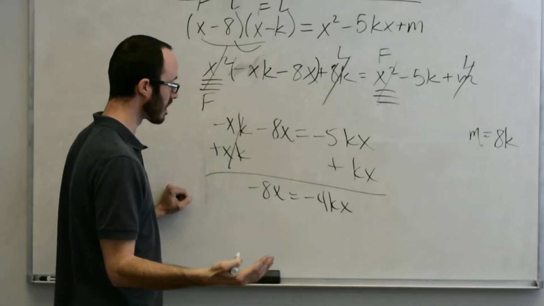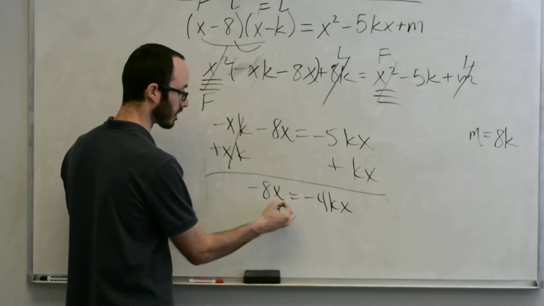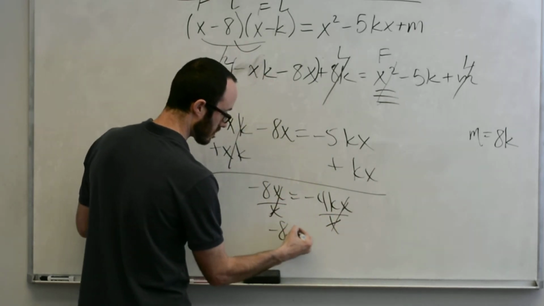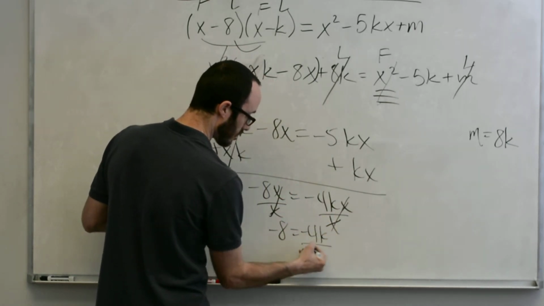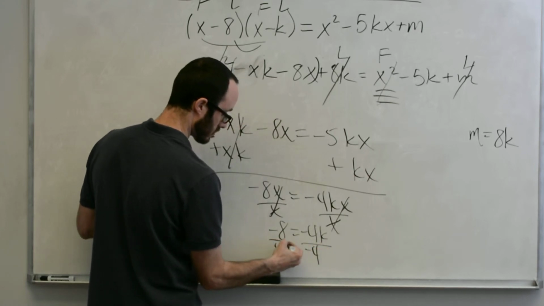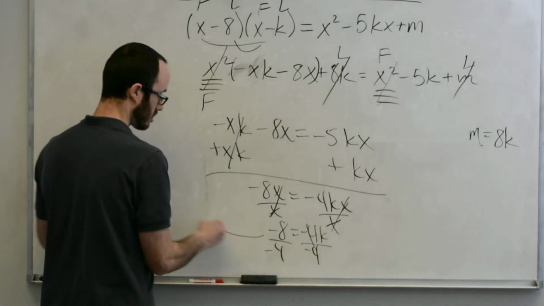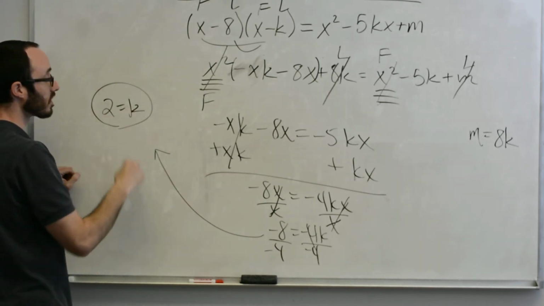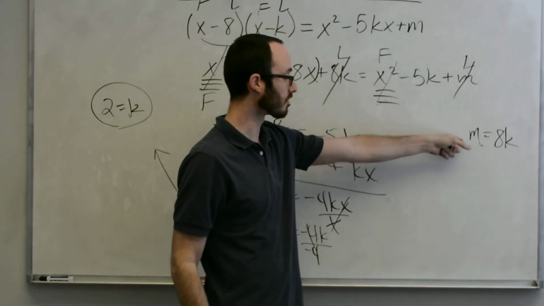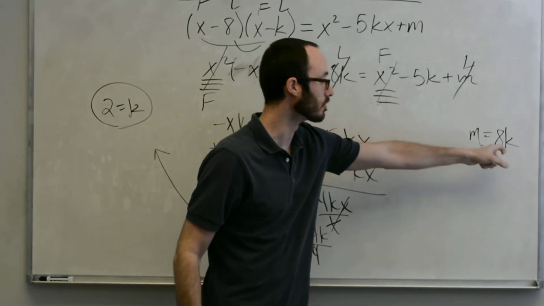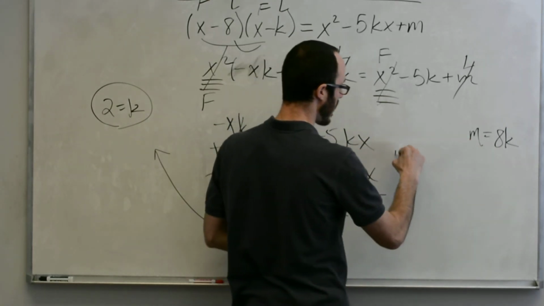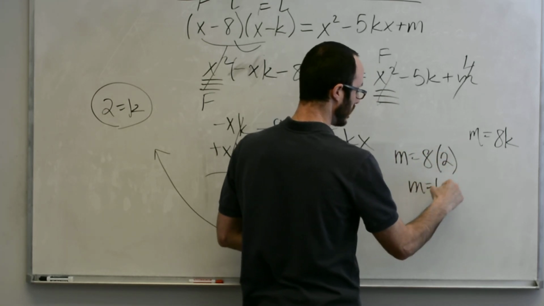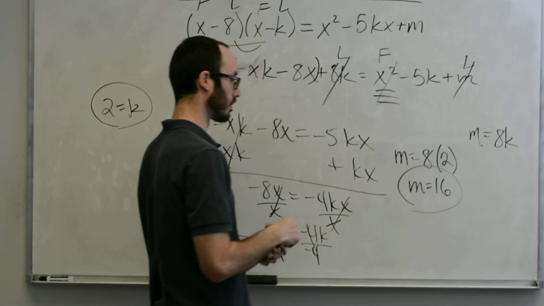Now once I'm here, pretty much everybody will do the exact same set of steps. They're going to get rid of x from both sides, and they're going to divide by -4. So that leaves me with 2 is equal to k. Once I know what k is, the question was asking for the value of m, and I know that m is equal to 8k. Once I have that, with k being 2, m would just be equal to 16. And that's the answer they were looking for on this problem.